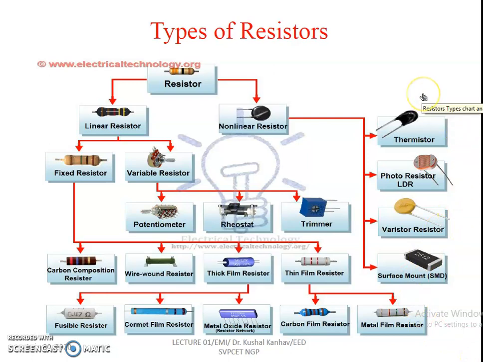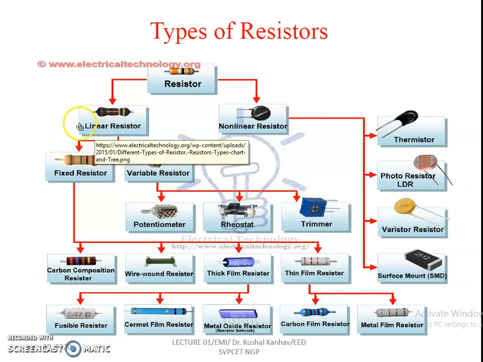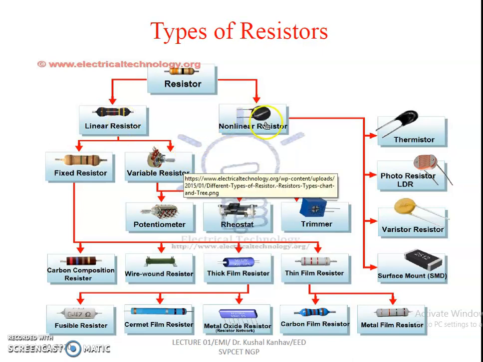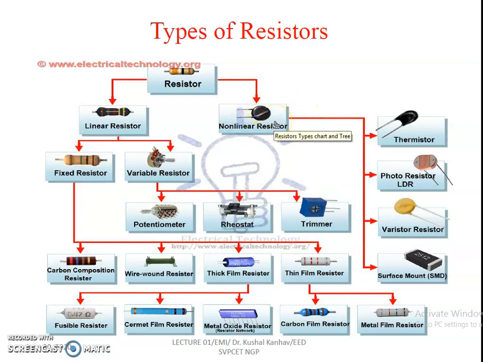These are different types of resistors. They can be broadly classified into two types: linear resistor and non-linear resistor. The linear resistors, as the name indicates, the value of resistance changes in proportion with the applied voltage or the current flowing through it. Whereas non-linear resistance, the value of resistance will not be directly proportional with the applied voltage or current flowing through it.